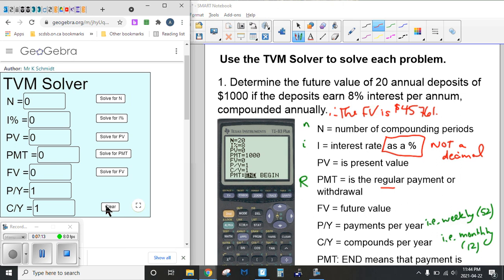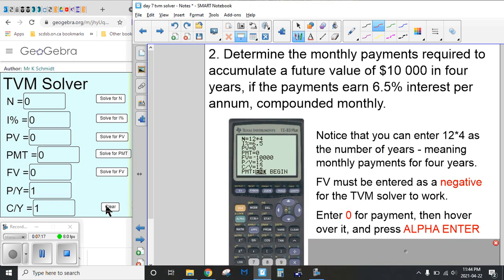So a fresh start for a new question. Determine the monthly payments required to accumulate a future value of $10,000 in 4 years. If your payments earn 6.5% interest per annum, compounded monthly. So there's a couple hints here. This one's like already filled in with a little bit of an explanation.